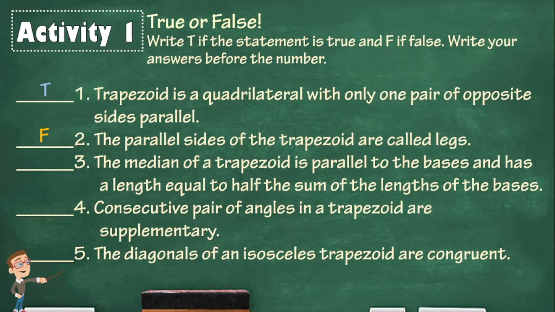The answer, true. Number 4, consecutive pair of angles in a trapezoid are supplementary. False. And then number 5, the diagonals of an isosceles trapezoid are congruent. The correct answer, true. So I hope we have remembered some of these concepts that will be used in answering word problems about trapezoid.